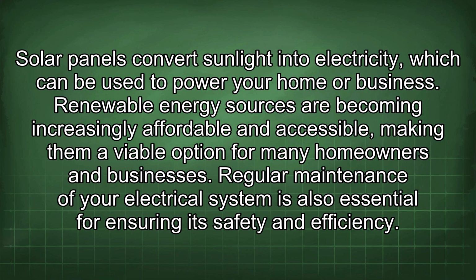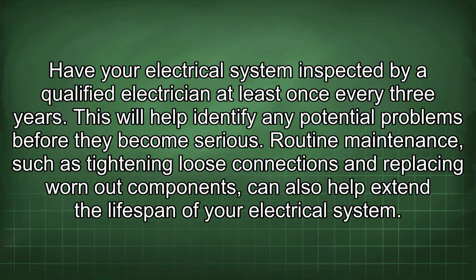Regular maintenance of your electrical system is also essential for ensuring its safety and efficiency. Have your electrical system inspected by a qualified electrician at least once every 3 years. This will help identify any potential problems before they become serious. Routine maintenance, such as tightening loose connections and replacing worn-out components, can also help extend the lifespan of your electrical system.